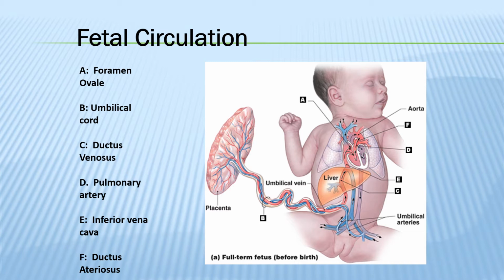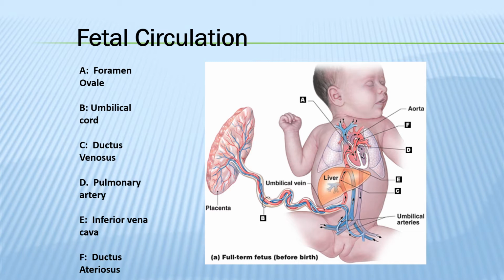Oxygenated blood leaves the placenta via the umbilical vein. Yes, vein. It is opposite of adults. Oxygenated blood enters the fetus through the umbilical vein. Once it enters the fetus, it becomes the inferior vena cava, and right when it enters the fetus, it's right at the liver.